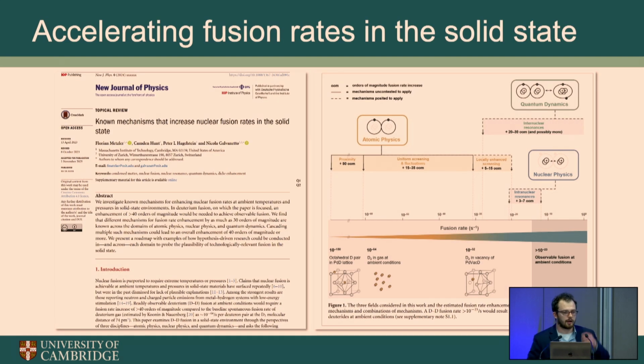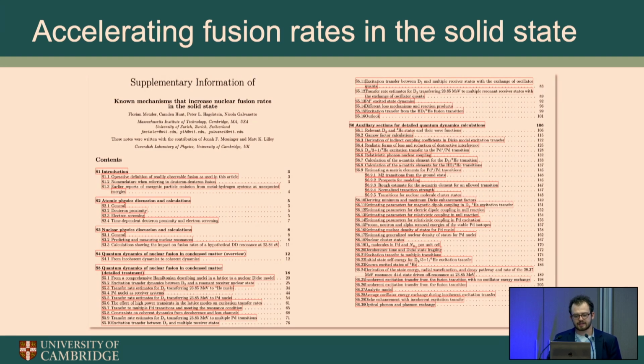Some will be familiar with various versions of this preprint, known mechanisms that increase nuclear fusion rates in the solid state. But this work has now been solidified and consolidated and has culminated in this paper, which is soon to be published in the New Journal of Physics. In it, the supplementary information has turned into a treatise, a 200-some page document, which provides a very detailed quantum dynamics model. Peter has had many models over the years which focus on nuclear excitation transfer, coherent dynamics, as an explanation for cold fusion.